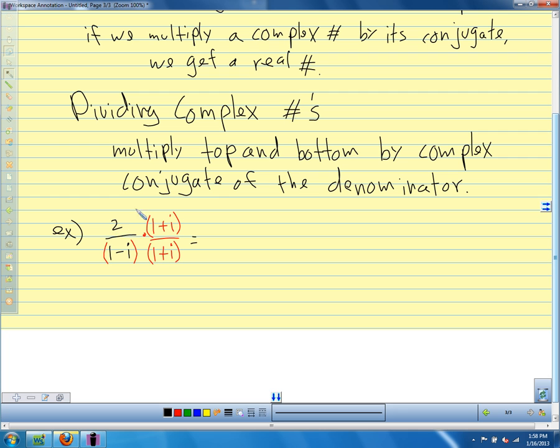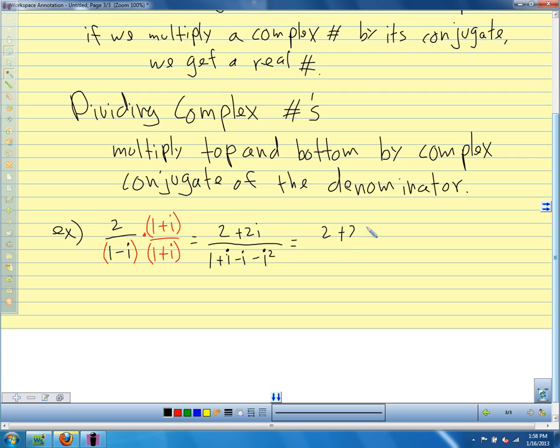So on the top, I'm just going to distribute. So I get 2 plus 2i. And on the bottom, I'll have a little work to do. I need to FOIL this out. So for my first, I get 1. For my outside, I get plus i, and I'm going to write out all the steps here. You can probably shorten the number of steps. For the inside, I get minus i. And for the last, I get minus i squared.